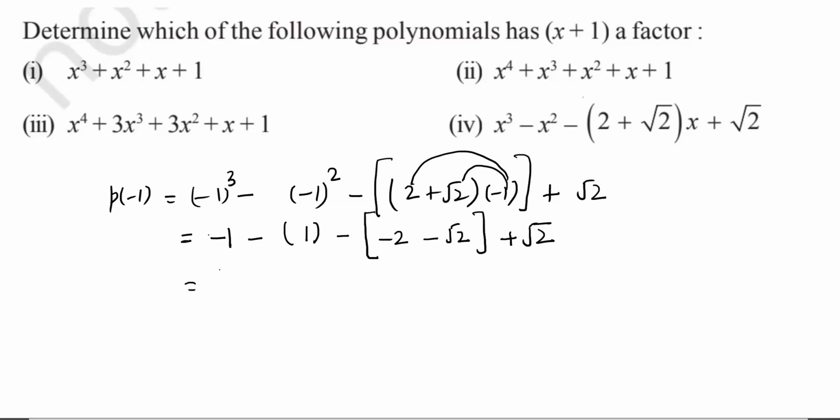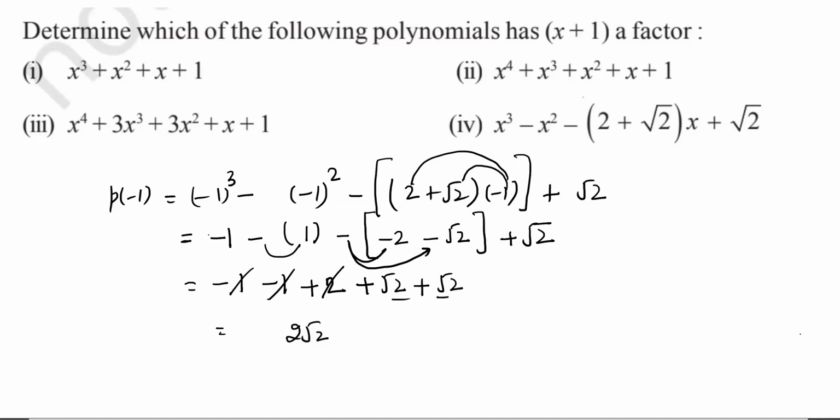Then this minus 1, and this minus plus means this will give you -1. And this minus sign when multiplied with this one, you will get minus plus 2. When this minus is multiplied with this one, you will get minus plus 2 plus root 2, and then plus root 2. So this -2 and +2 will get cancelled out, and root 2 and root 2 will give 2 root 2. So this is not a factor. You understood, Alvina? No, sir, I didn't understand.